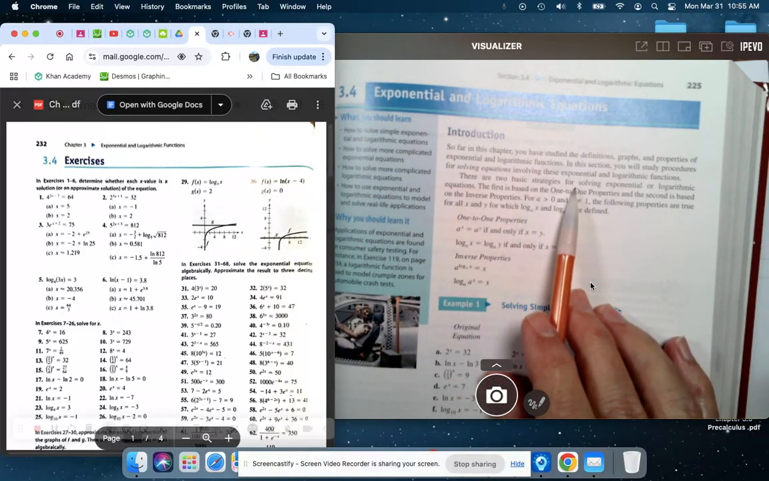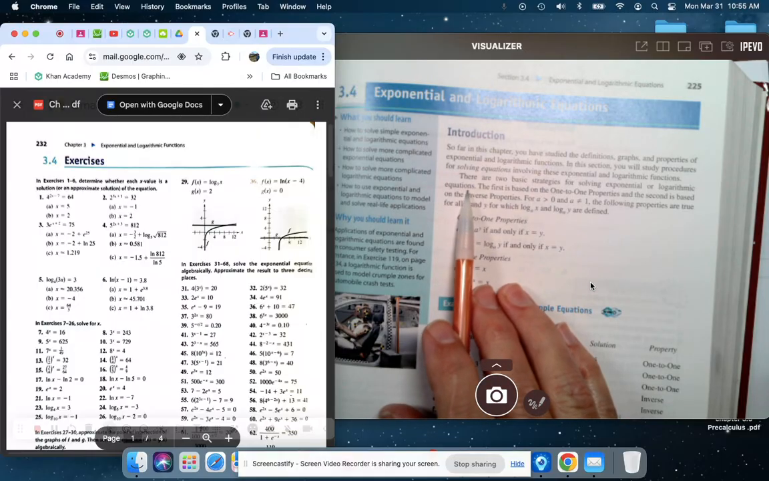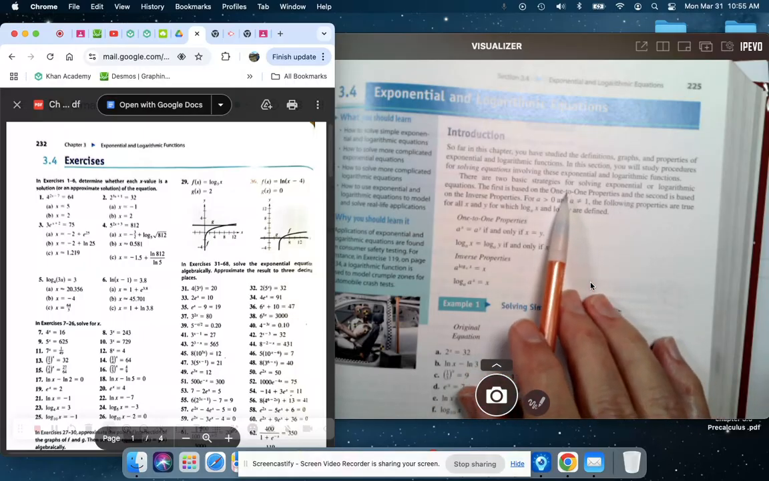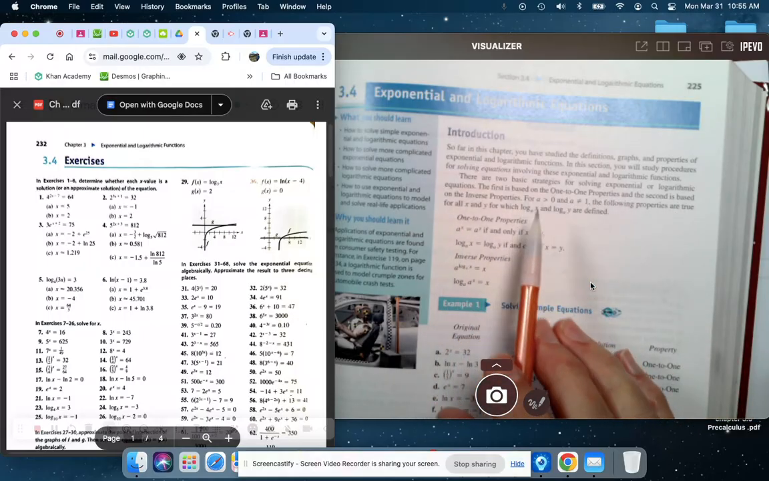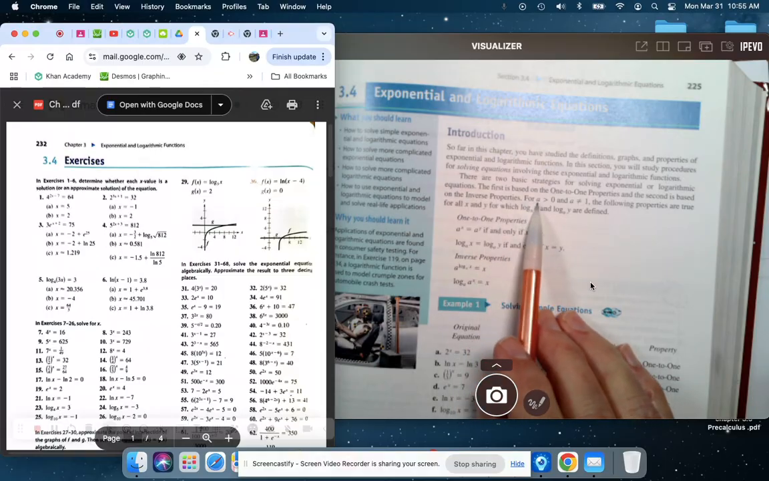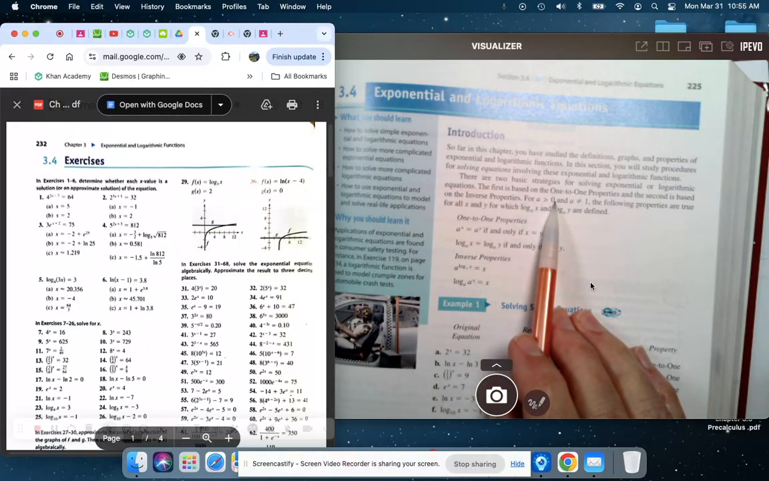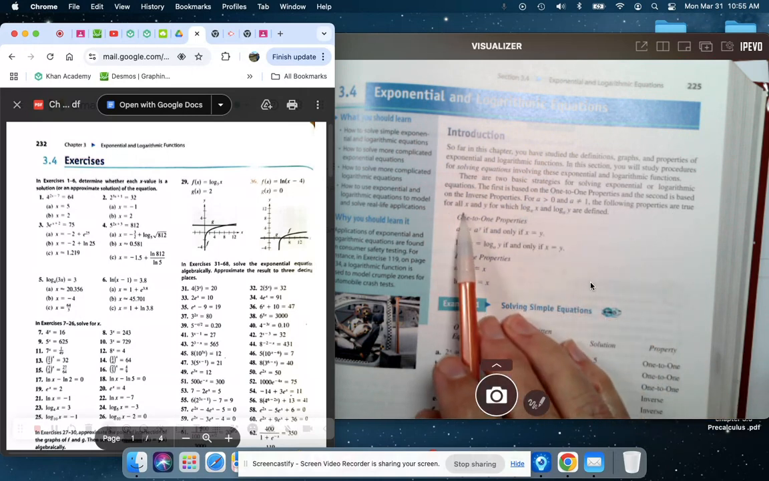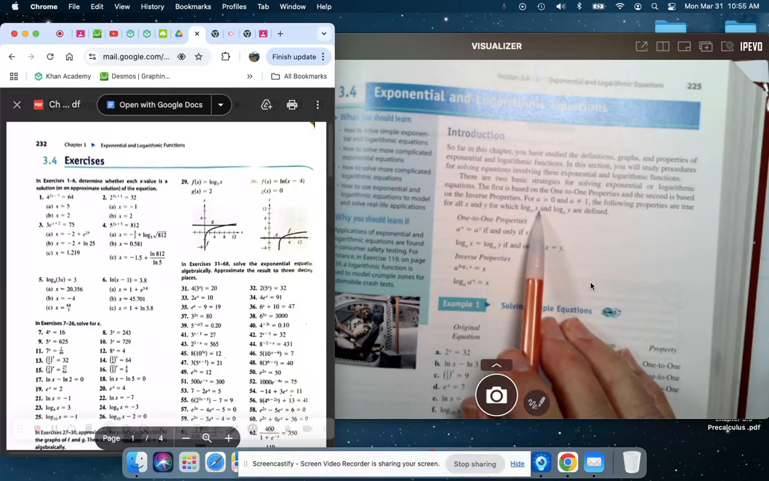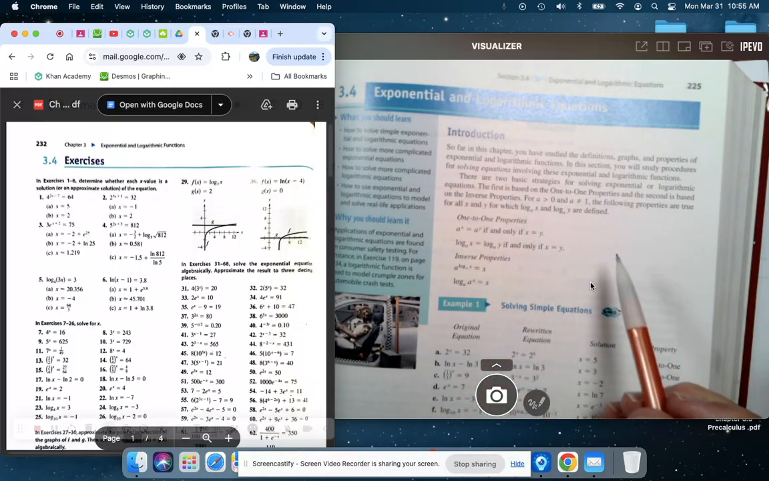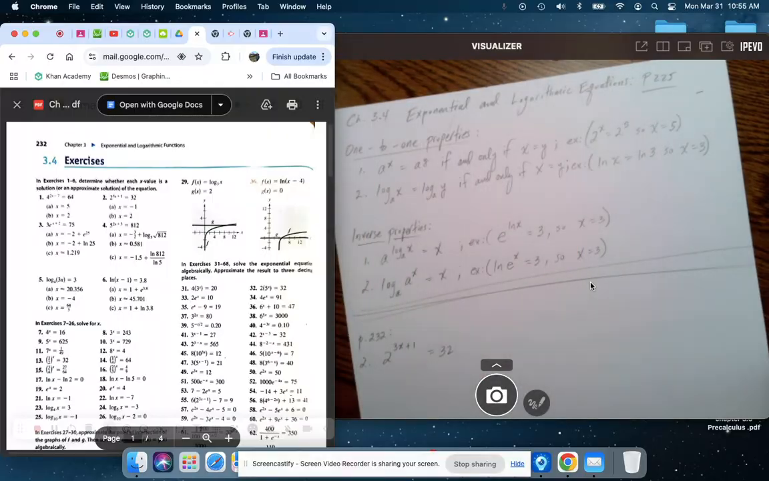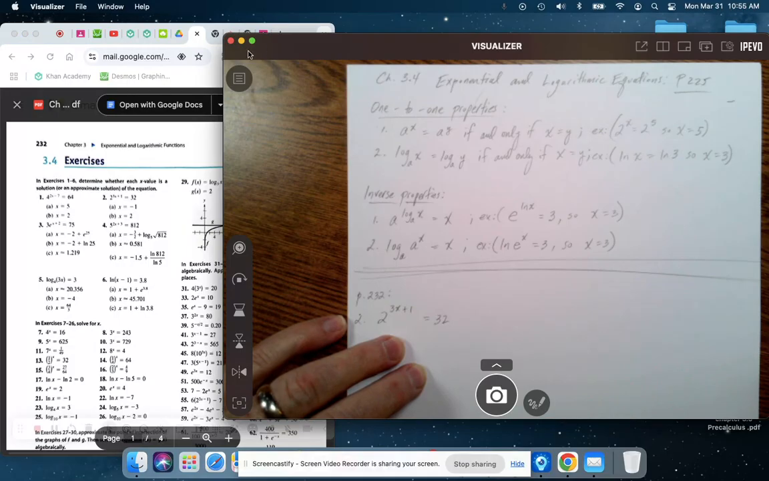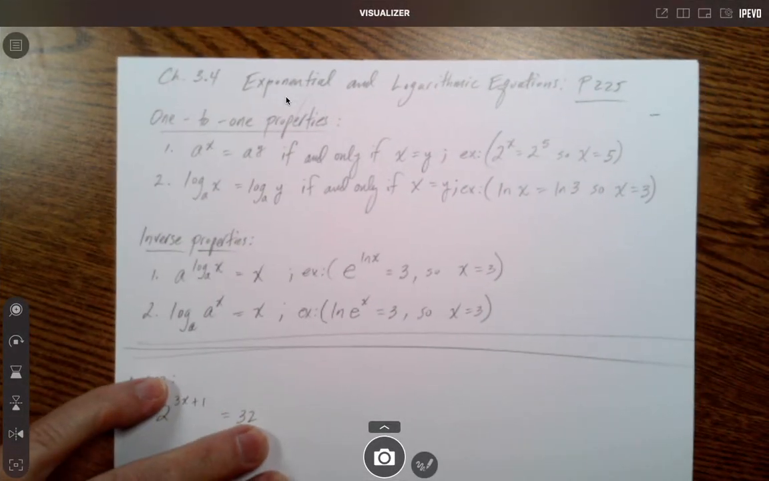There are two basic strategies for solving exponential logarithmic equations. The first is based on one-to-one properties, which are these two. And the second is based on the inverse properties, which are these two. For a greater than 0, right, and a not equal to 1, the following properties are true for all x and y for which log base a of x and log base a of y are defined. All right, so I wrote those down here.